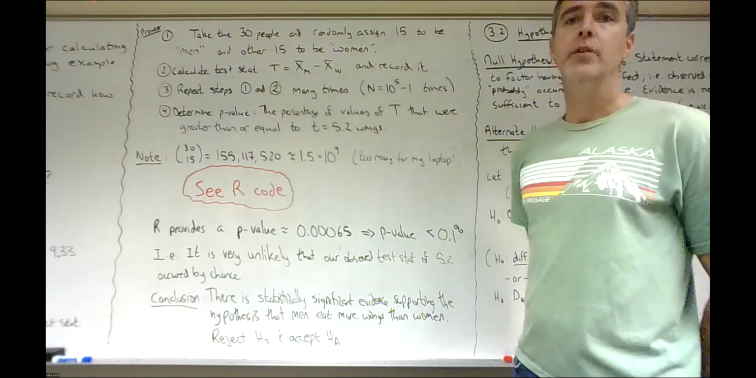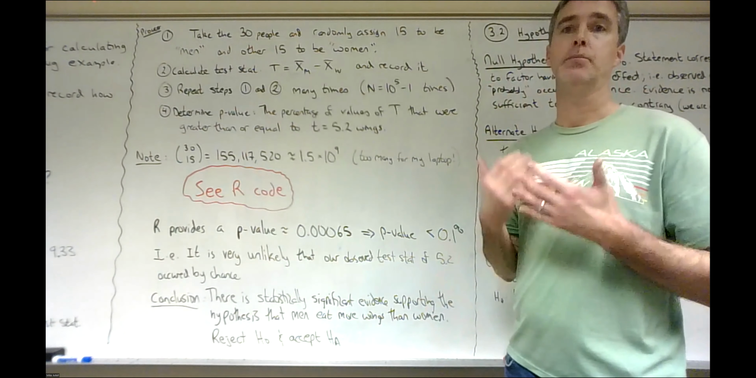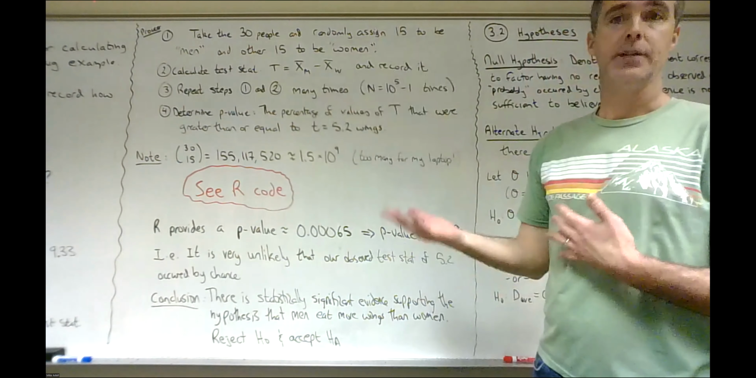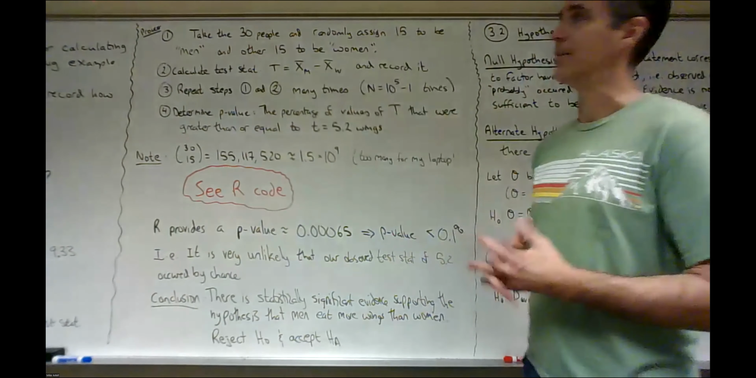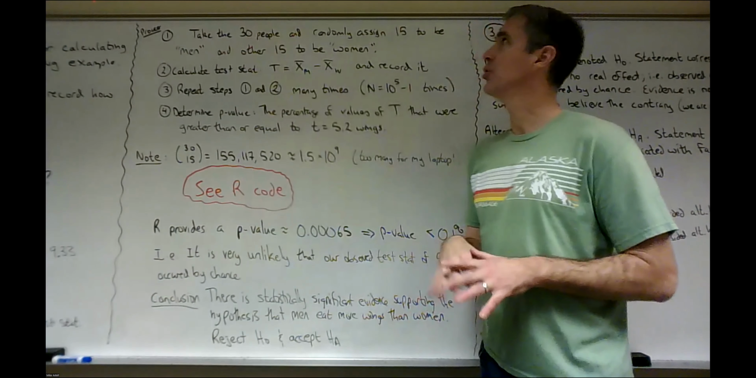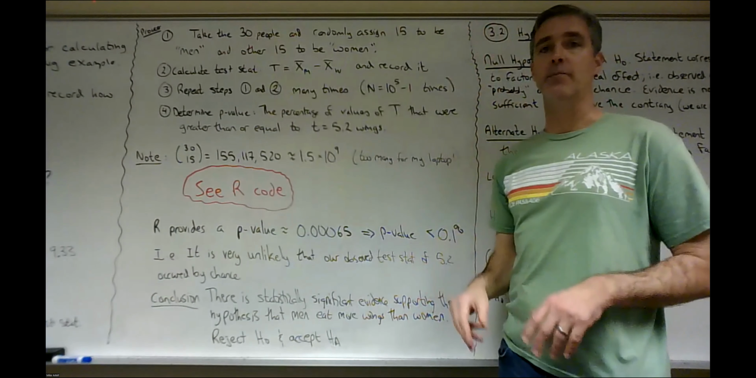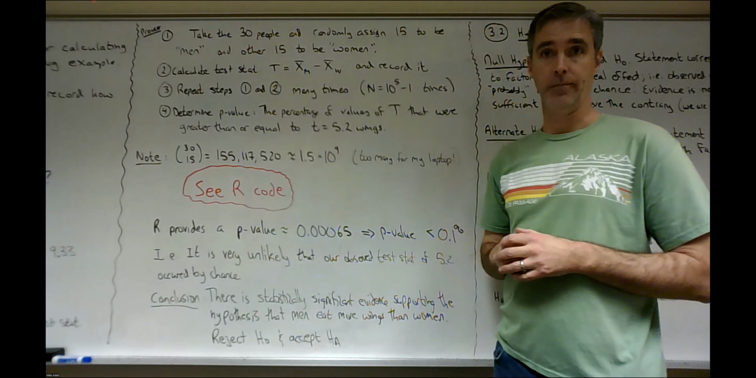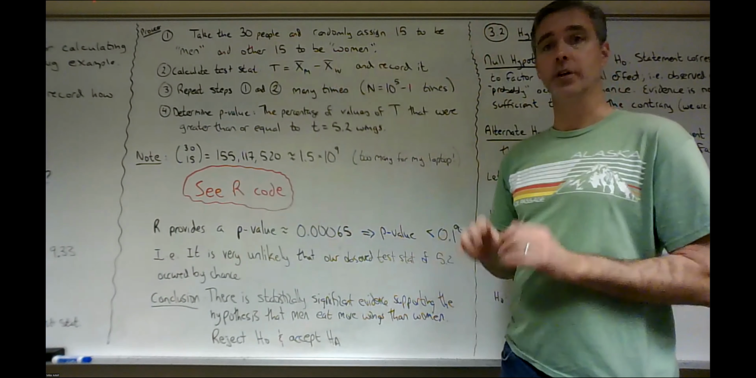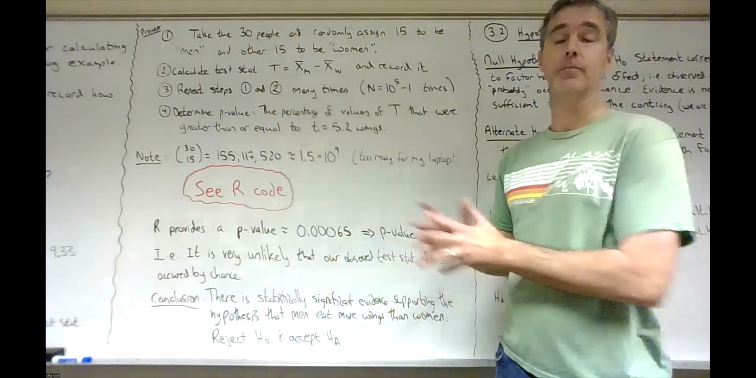Okay, so here's the permutation testing process, steps 1 through 4, applied to the specific beer wings example, okay? So we're going to take the 30 people and we're simply going to randomly assign 15 of them to be in the men category, randomly. And the other 15 will default into the woman category, okay?